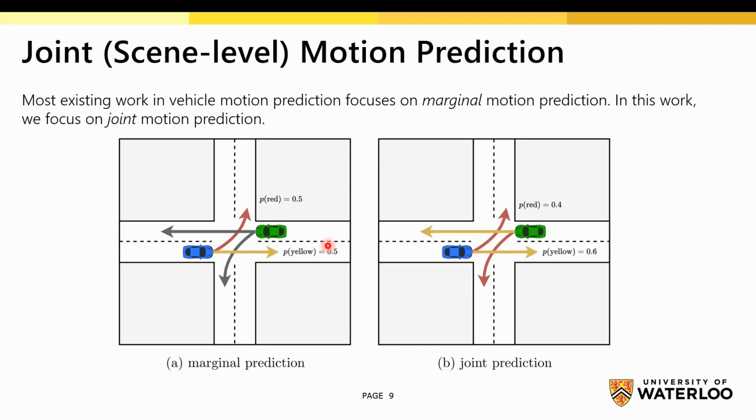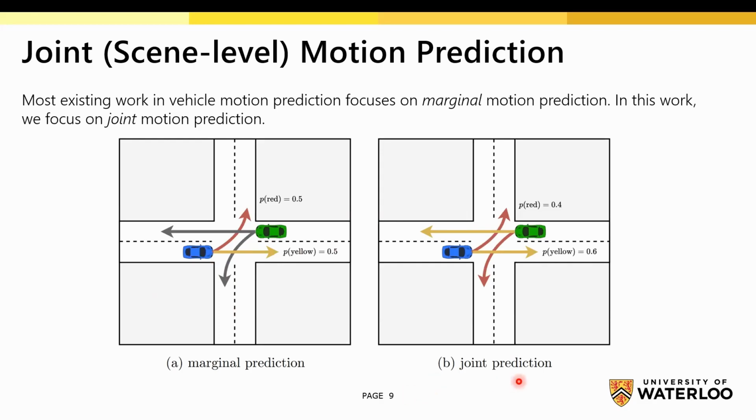So, for example, a marginal predictor would not be able to reason that if this blue vehicle were to follow the yellow trajectory and go straight, and if this green vehicle were to follow this turn-left gray trajectory, then this would actually be seen as inconsistent behavior because it would lead to a collision. And so for this reason, a lot of recent work has started to focus instead on this joint prediction problem.